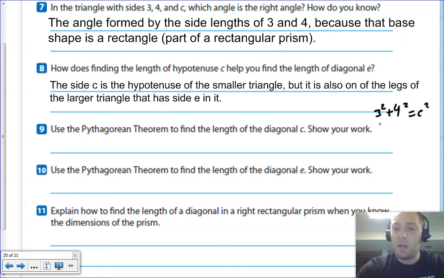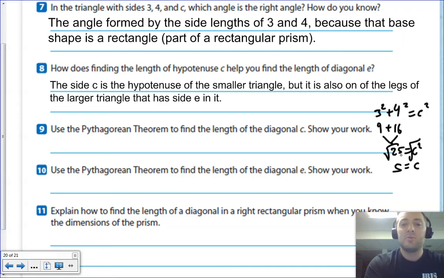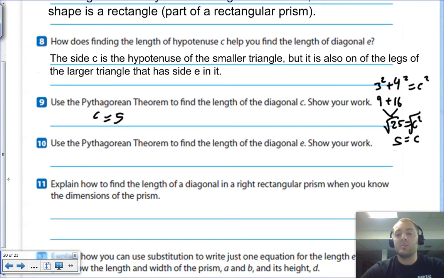So 3 squared is 9. 4 squared, or 4 times 4, is 16. And those two add together to be 25. So 25 has to equal C squared. And last step to find C is to take the square root of both sides, because that'll give us C by itself. Square root of 25 is 5. So C equals 5. Okay? And that's a Pythagorean triple, 3, 4, 5. So maybe you just recognized that and you knew it was going to be 5. Okay. Now remember, it's A squared plus B squared equals C squared, not A plus B equals C. So that's a different thing there.